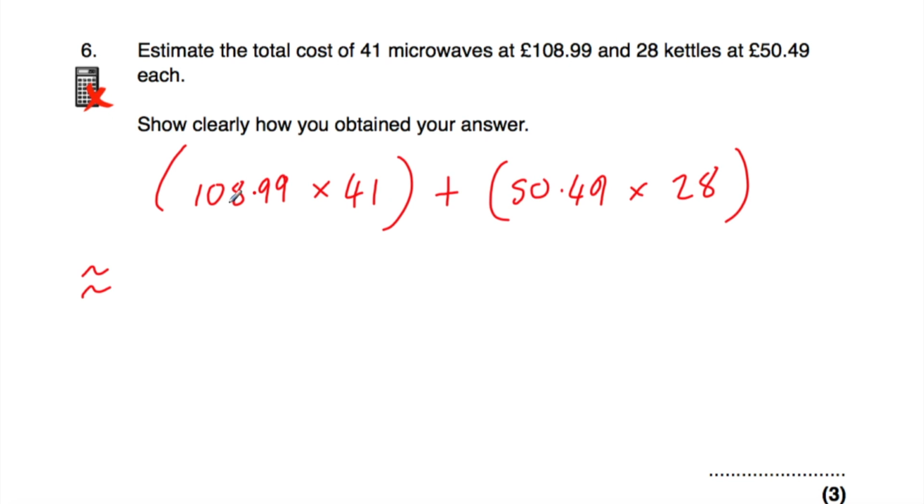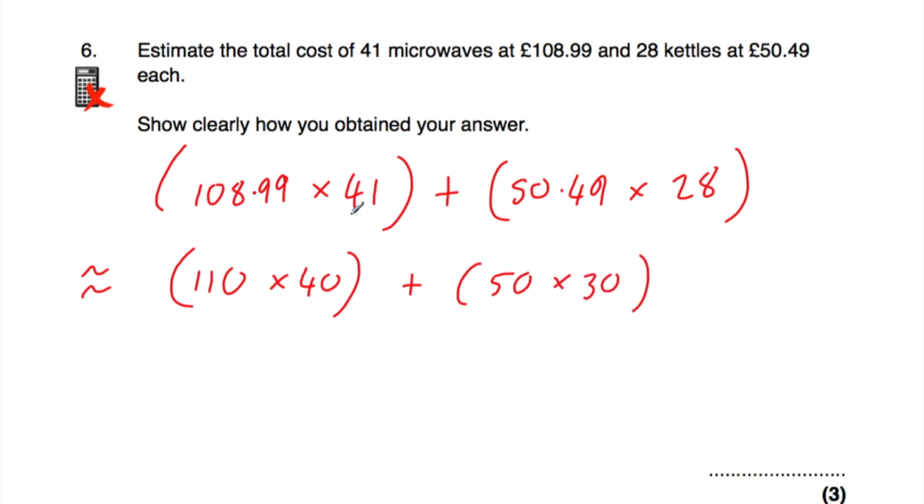So what I'm going to do is round this price up to 110. I'm going to use 110 for the price of one microwave because £108 and 99p is quite close to £110, and it's closer to that than it is to 100. And I'm going to round this number down, so rather than using 41, we're going to multiply by 40. Then for the kettles, instead of using £50 and 49p, I think it's fair to use £50, and rather than multiply by 28, I'm going to multiply by 30. I've rounded £108.99 to £110 rather than to £100 just because I think it'll give a slightly better estimate here.